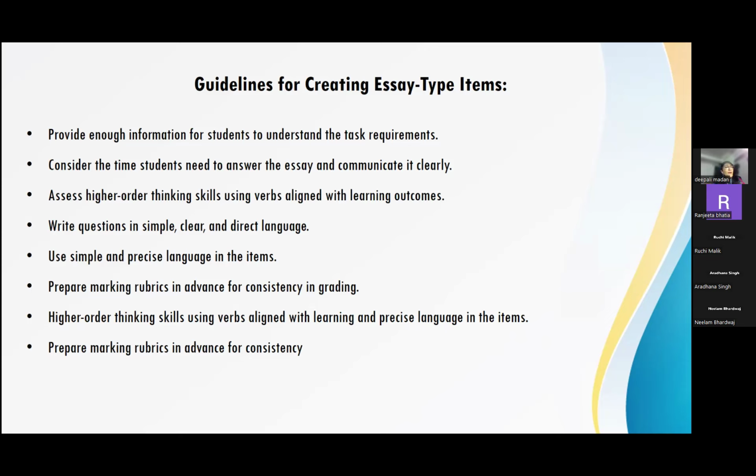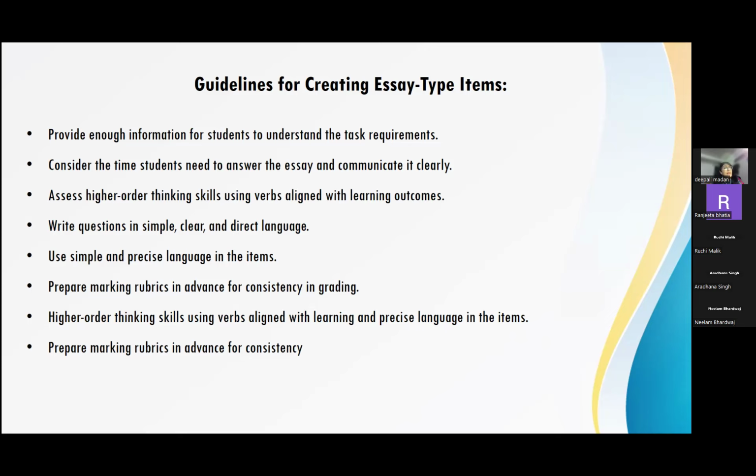So provide enough information for students to understand the task requirements. If you have seen, these are generally case-based questions, they have a lot of content and information in them. Consider the time students need to answer the essay and communicate it clearly. These kinds of instructions we are giving in our question papers, answer in 120 to 150 words. And we have to keep in mind how much time the child is going to take. Otherwise, he'll either finish the paper too early or he may not be able to finish it.